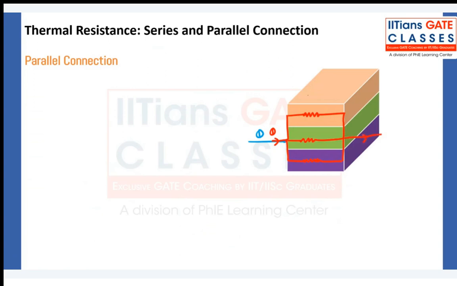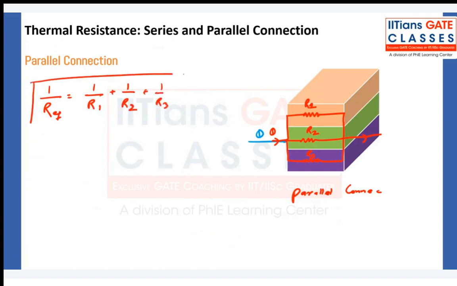Now R1, R2, R3. Okay, so this is the parallel connection. Now, how do you calculate? 1 upon R equivalent is equal to 1 upon R1 plus 1 upon R2 plus 1 upon R3. That is how you can calculate for parallel connections.